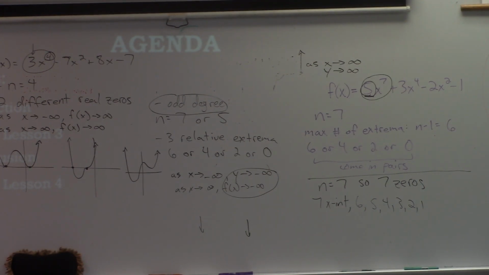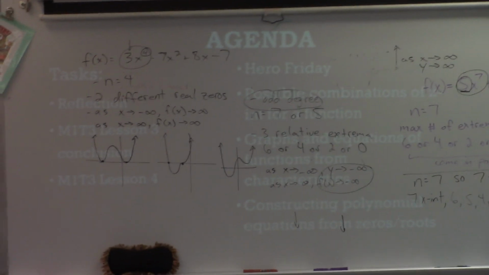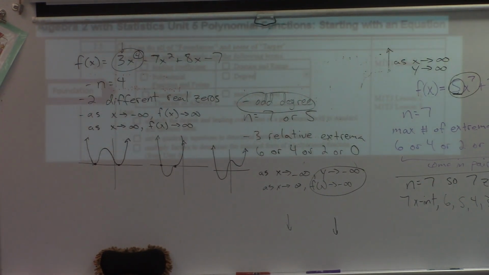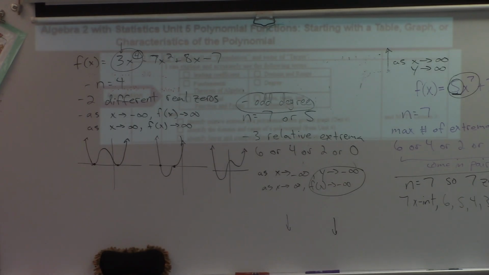We're going to wrap up lesson 3 and 4. Possible combinations of, oh, I forgot to take that off. We did that yesterday. Graphs and equations of functions from characteristics. We're going to play with that some more. And constructing polynomial equations from zeros or roots. I gotta make it a little bit quicker.